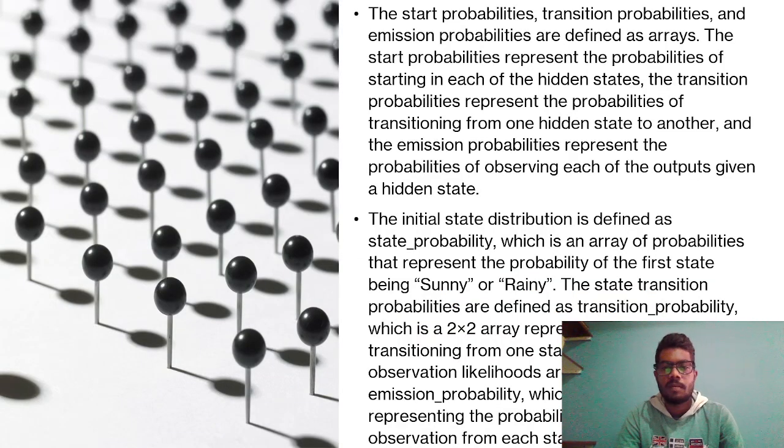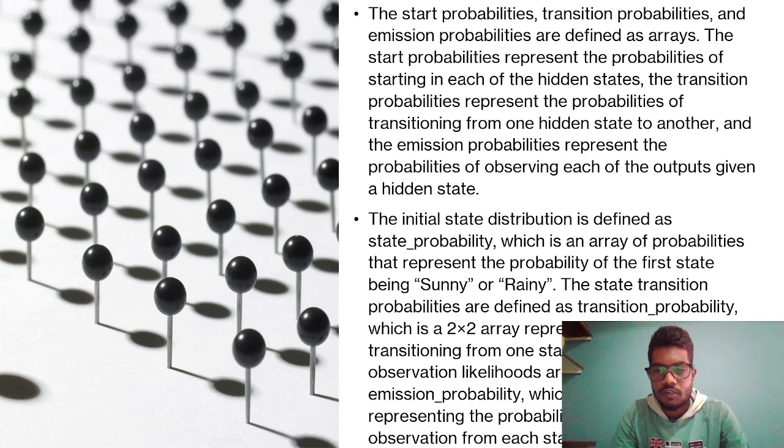The start probabilities, transition probabilities, and emission probabilities are defined as arrays. The start probabilities represent the probabilities of starting in each of the hidden states. The transition probabilities represent the probabilities of transitioning from one hidden state to another, and the emission probabilities represent the probabilities of observing each of the outputs given a hidden state.